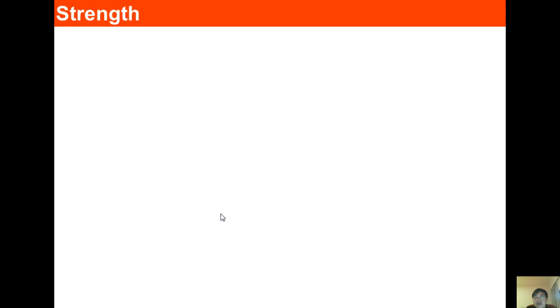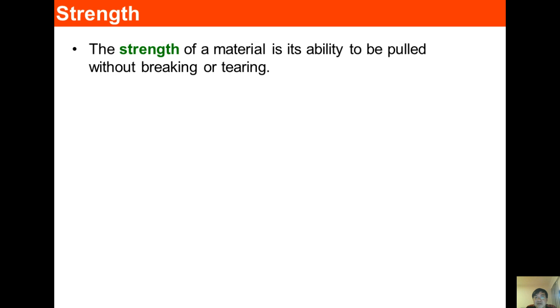Now let's talk about the strength of a material. The strength of a material is the ability to be pulled without breaking or tearing, or even when you rest on it, it will not break easily. So you call that strength. It is a strong material if it doesn't break or tear easily. Just remember that. A material can either be strong or weak. If it can be torn easily, then you classify that material as weak, W-E-A-K, and the opposite is strong.